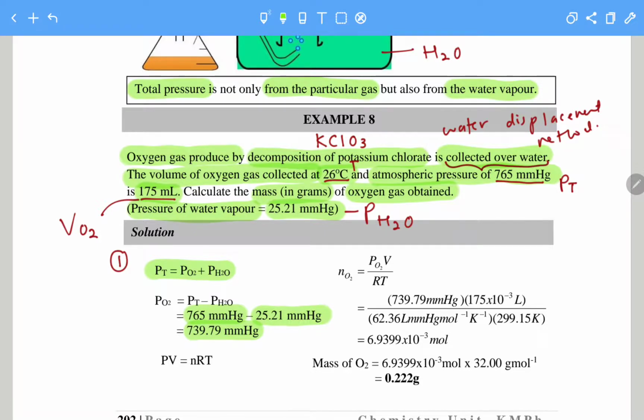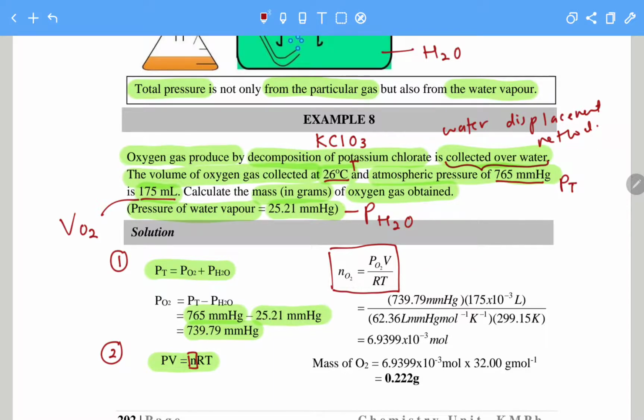Okay, now the next step is you want to find the mass of oxygen gas. So to find the mass of oxygen gas, we have to find first the number of mole. Okay, we have to find first the number of mole of oxygen gas. So now we will use step number 2. You have to use the ideal gas equation, PV equals nRT. So inside this ideal gas equation, we want to find the number of mole of oxygen gas first, n. So that's why we rearrange this equation.